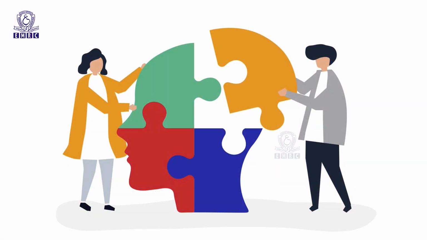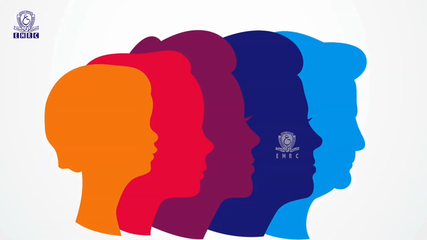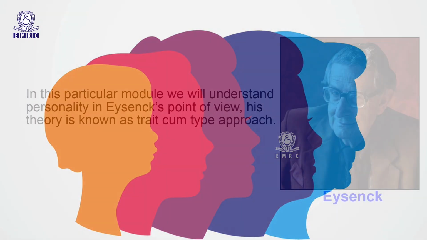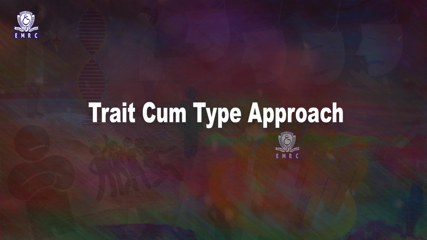As you know, there are various theories of personality proposed, which help us to understand the nature of personality. These different theories give us a diverse view about personality. In this particular module, we will understand personality from Eysenck's point of view. His theory is known as the trait-cum-type approach. What is this trait-cum-type approach?